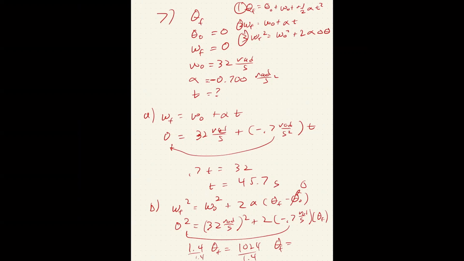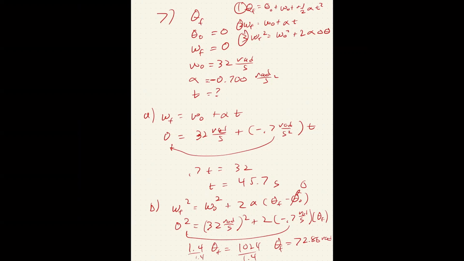Theta F will be 1024 divided by 1.4. I get 72.86 radians. Now, we don't want radians. We need to convert that.